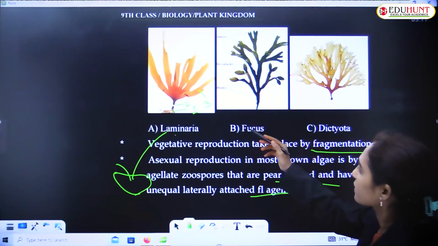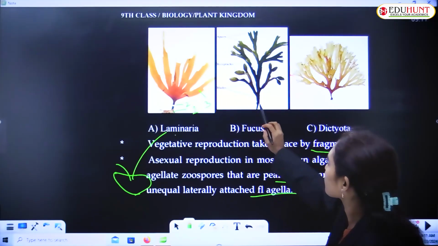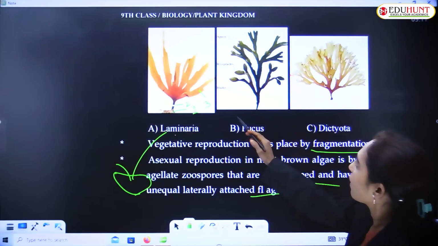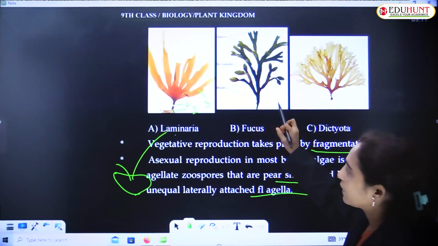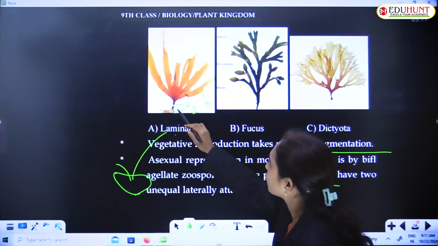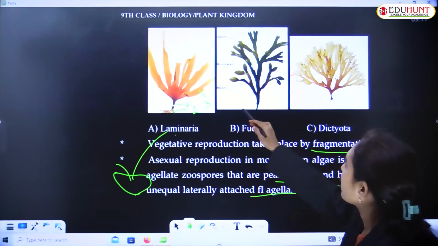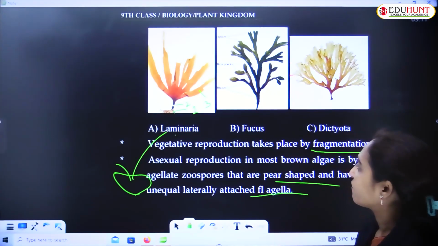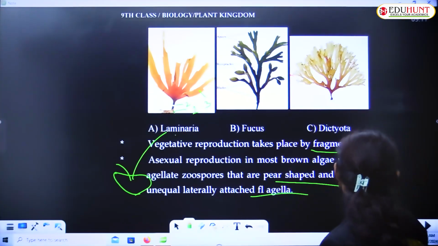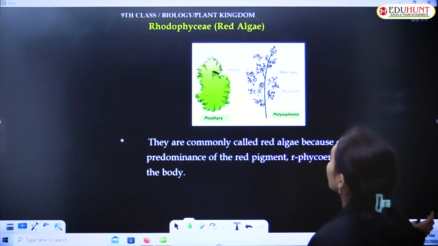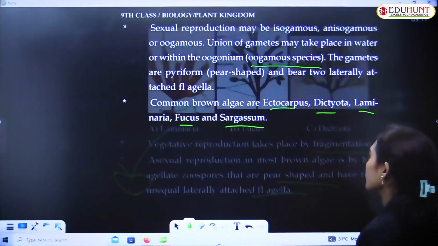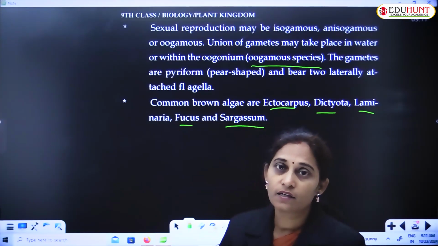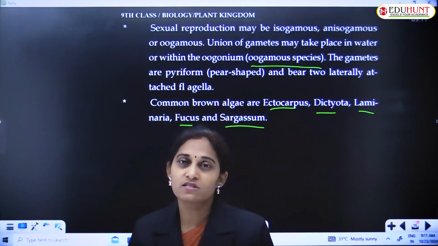Let us see the various examples. It is Laminaria, it is Fucus and Dictyota. And in each case, all the three examples shown here have a common feature, that is holdfast, stipe and blade. Though they are different plants, they are similar in having these common structures. Yes. In the next session, we will discuss the class Rhodophyceae, another algal group, that is red algae.